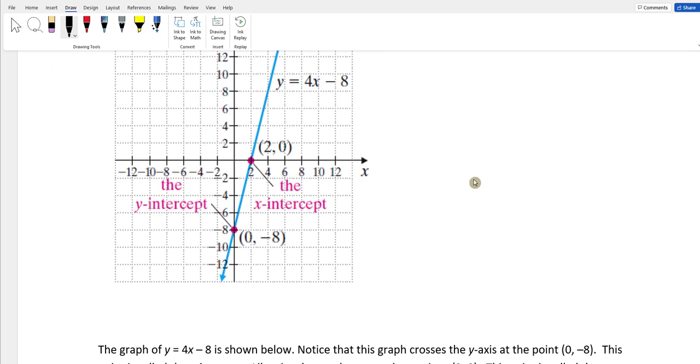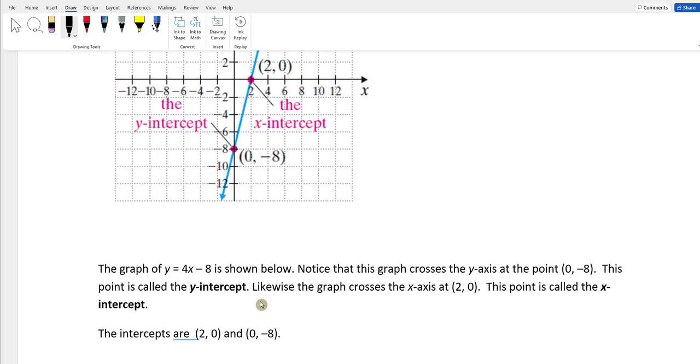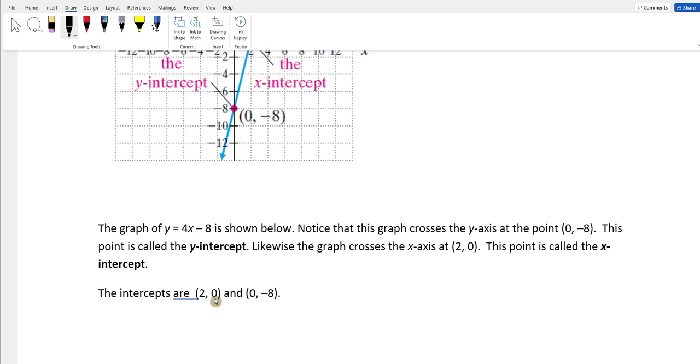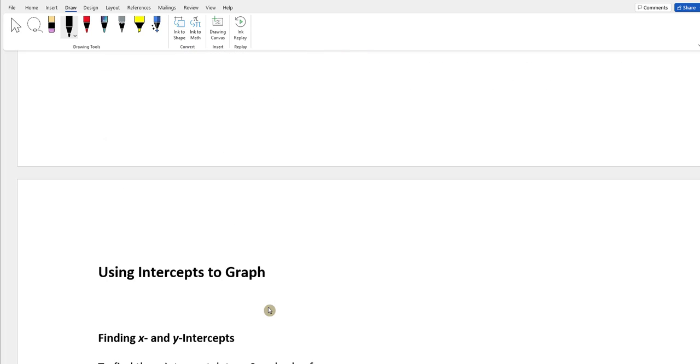So here's a line, and as you can see, it crosses the x-axis. I have a red dot here. That's the point (2, 0). It crosses the y-axis at the point (0, -8). So this is the graph of y equals 4x minus 8. When you write intercepts, you write them as an ordered pair: (2, 0) for the x-intercept and (0, -8) for the y-intercept in this case.